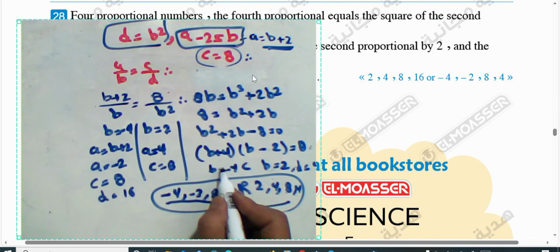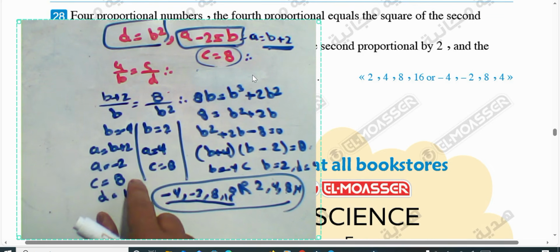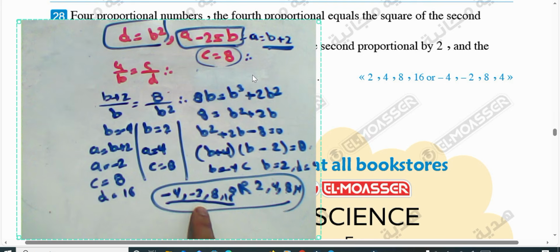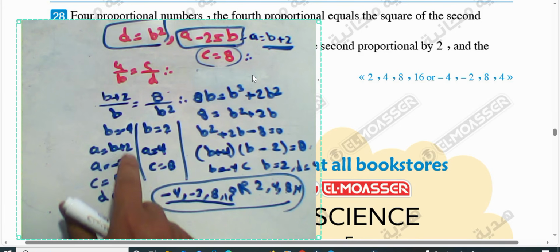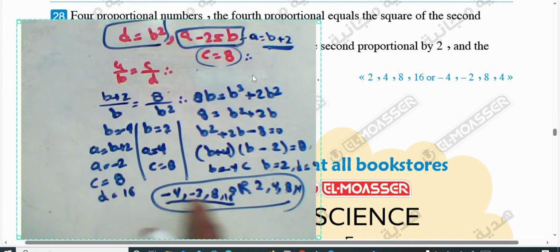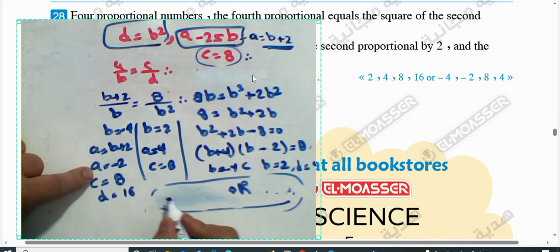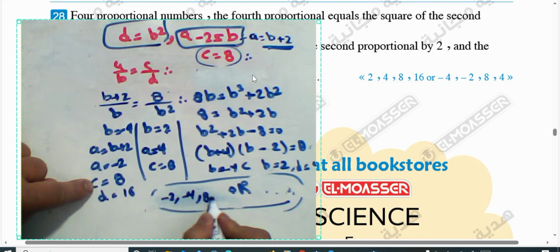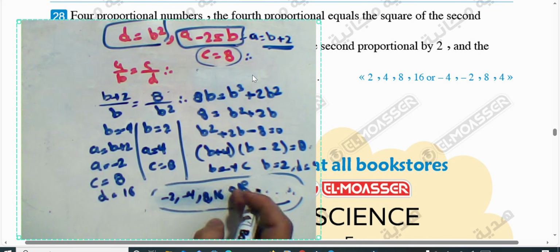Negative 4 and negative 2, by the order, you can write first A, B, C, D. The solution will be negative 2, negative 4, 8 and 16, because D equals B power 2. B here was negative 4 power 2, 16. We can write by the order. First A was negative 2, and B was negative 4, and C was 8, and D 16. 2 times 16 equals 4 times 8.